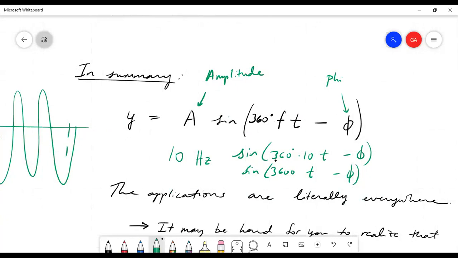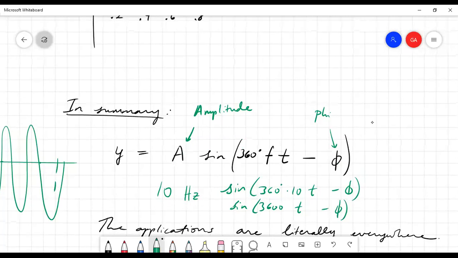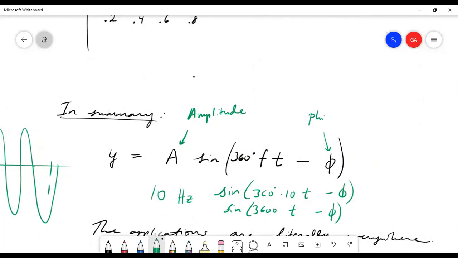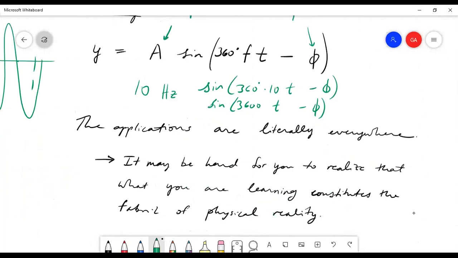So this is sort of the general way to express a wave. And you'll see this everywhere. And that is where I would like to bring this lecture to, the applications of all of this. And it's very rewarding to discuss. But before we move on to that, I want to ask if anyone has any questions about any of these parameters, the amplitude, the frequency, and the phase shift. Any questions? No questions. Okay.